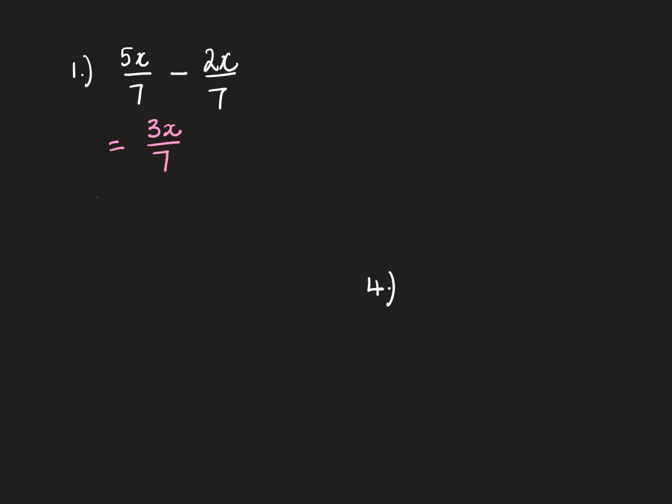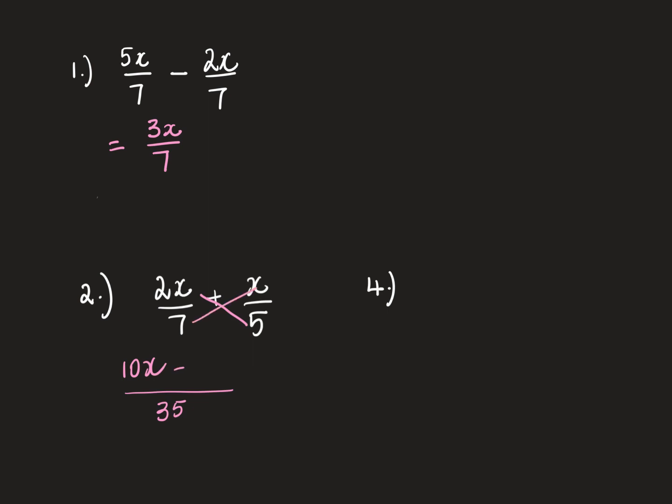And down here, I've got different denominators this time, and I'm adding. So I'm going to need to make those the same. So what do I do? I'm going to say 7 5s are 35. Then I'm just going to say that times that, 2x times 5, that's going to be 10x. 7 times x is 7x, and I'm adding. That's going to mean 10 plus 7 is 17x over 35.